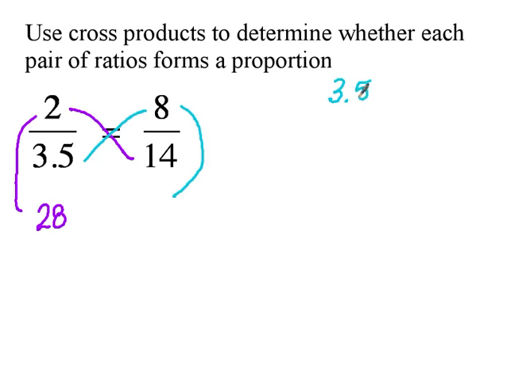So we just need to come over here and take 3.5 times 8. If I take 5 times 8, I get 40. Carry my 4. 8 times 3 is 24. Add another 4, you get 28. I count decimals, I have 1. So in fact, 8 times 3.5 is 28. Notice they do equal each other. So does it form a proportion, yes or no? Yes.